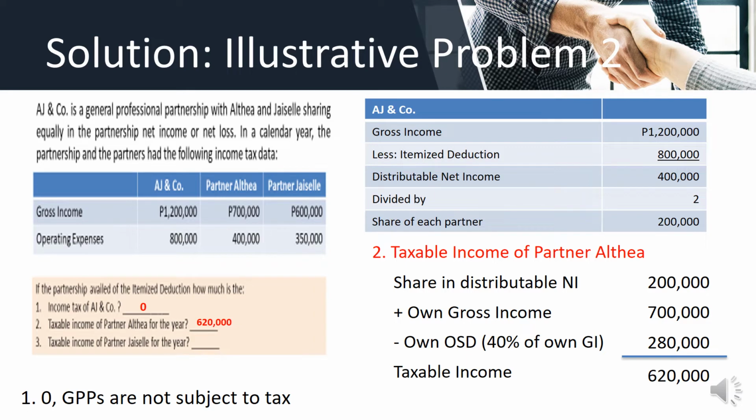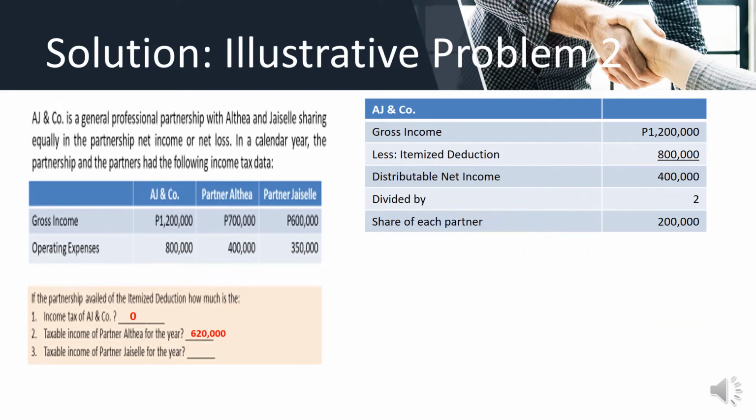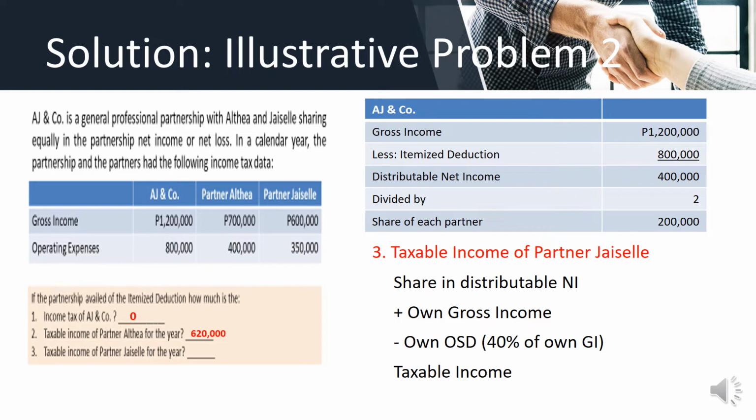So next, let's determine the taxable income of partner J-Cell for the year. So again, our formula will be share in distributable net income plus own gross income minus own OSD equals our taxable income. So we've already computed magkano ang share ng each partner, amounting to 200,000. Now we're talking about partner J-Cell. We're computing for the taxable income of partner J-Cell. So we add the own gross income of partner J-Cell amounting to 600,000 minus own OSD, optional standard deduction, which is 40% of the own gross income.